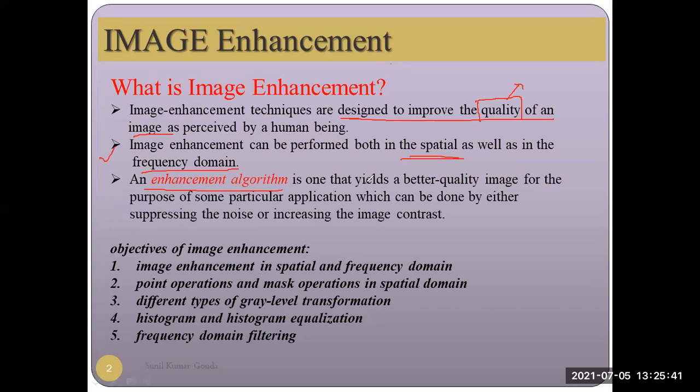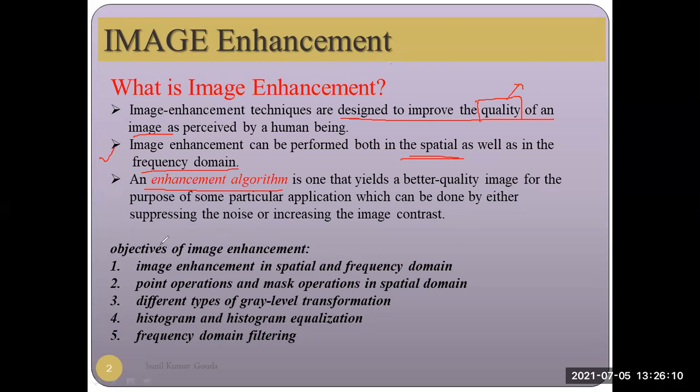How is it achieved? Either we can remove the noise from the images or increase the image contrast, or whatever the need requires. Based on that need, we will perform certain enhancement algorithms. These algorithms are basically used to improve your image quality. Fine. Now the objective of this module.